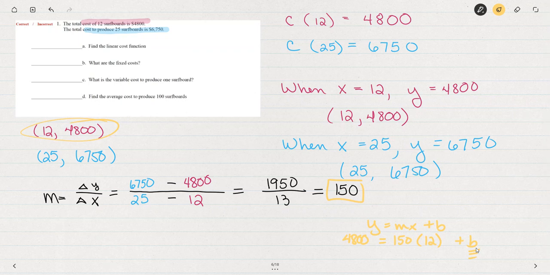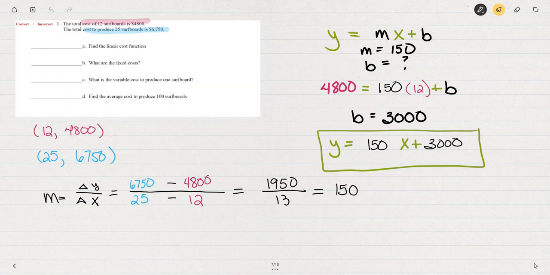That's how I could use the y equals mx plus b. You might also be familiar with the point slope equation. If you're familiar with that, feel free to use that process to get the equation. Either way would be fine. But once we have this 150 as the slope, we can find that b is equivalent to 3,000.